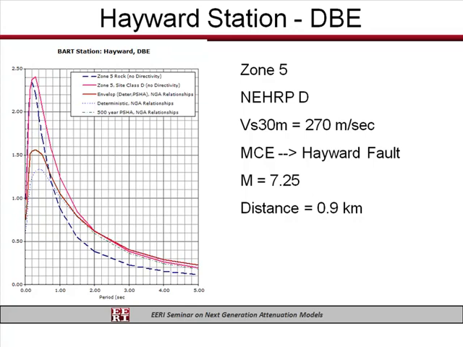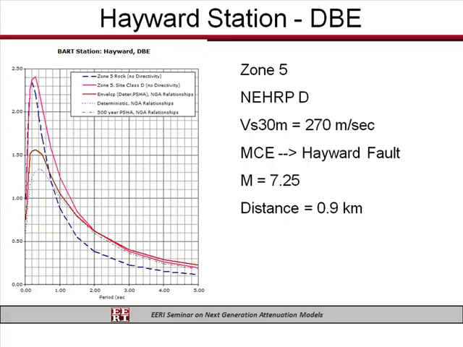The progression is going to go from a soft site to the stiffest site that we have, with a VS30 of about 600 meters per second, and I'll try and point out some features of the results that we discovered in doing this analysis. So on this figure, this is actually for the Hayward Station, which is located in Zone 5, and Zone 5 are those stations which are located close to the Hayward Fault.